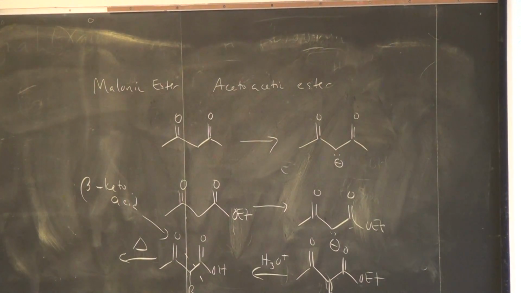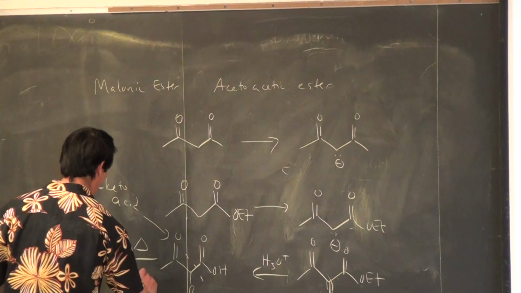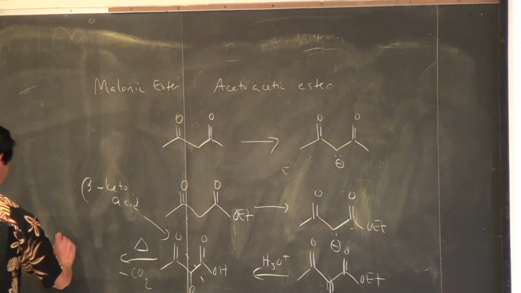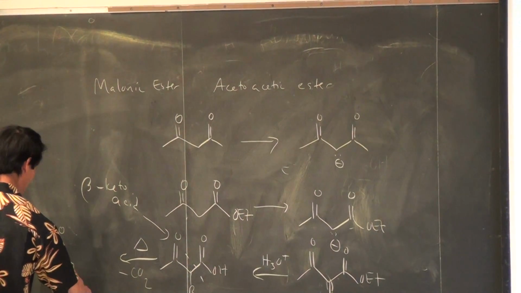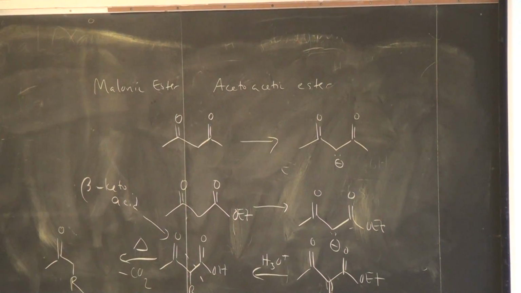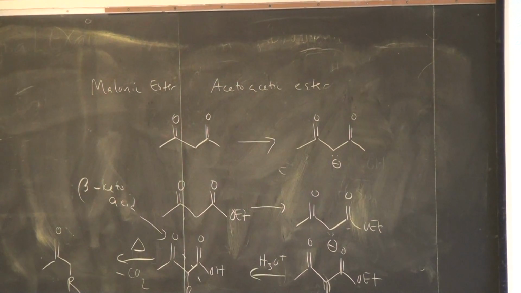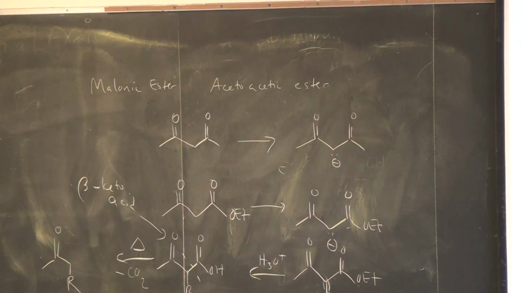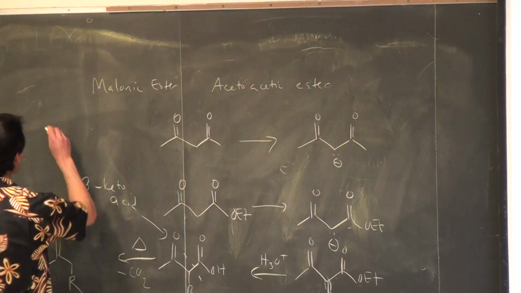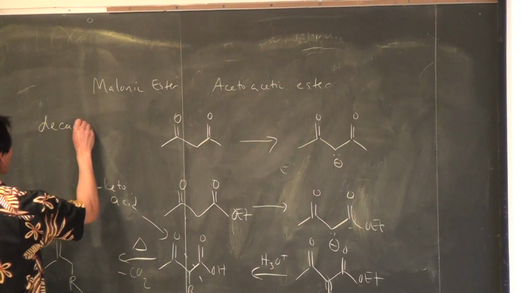So this loses CO2, so we'll put the minus CO2 here, and that's going to make this compound. So that's the second possible way to do it. Decarboxylation. Yeah, so the minus CO2, this is the decarboxylation reaction.